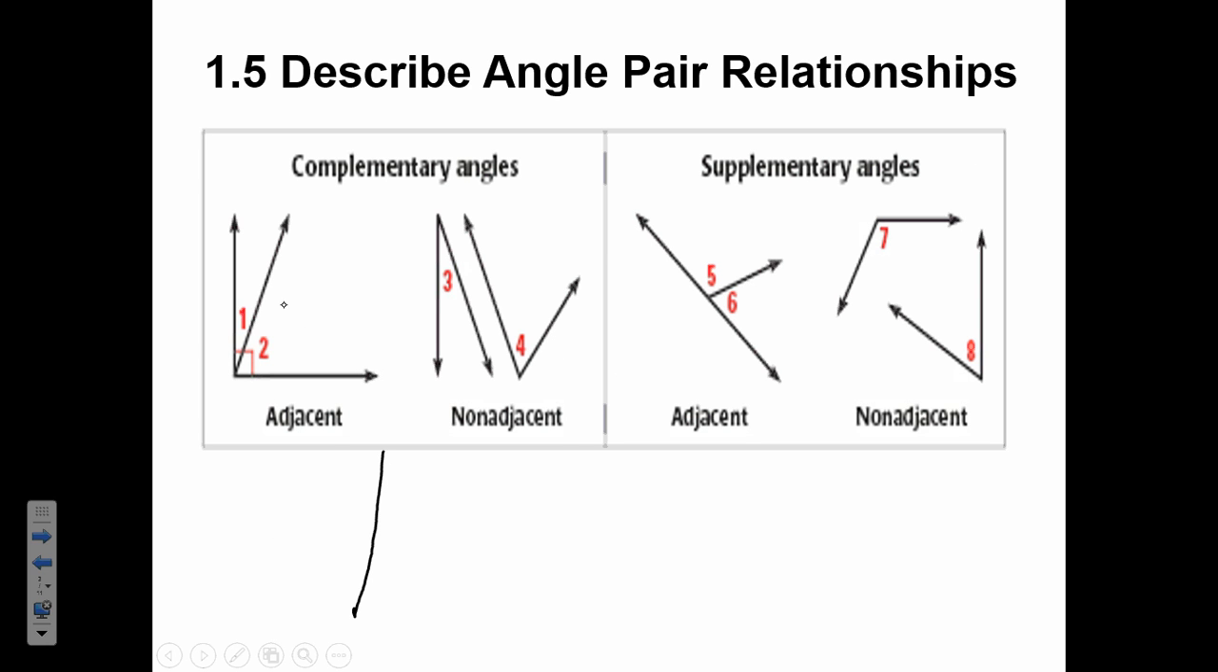Here's an example of complementary adjacent angles. The two angles are right next to each other and they add up to 90. Here's an example of non-adjacent complementary angles. The two angles add up to 90, but they're not right next to each other. They don't share this vertex. So adjacent, they share this vertex, they're right next to each other, they add up to 180. Remember, supplementary means 180. Non-adjacent, they don't share this vertex, but they do add up to 180 degrees.